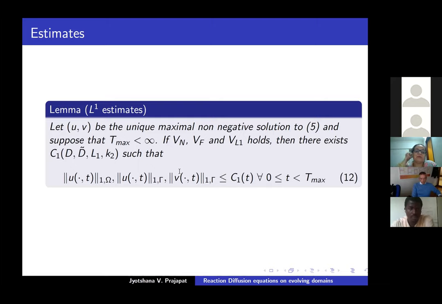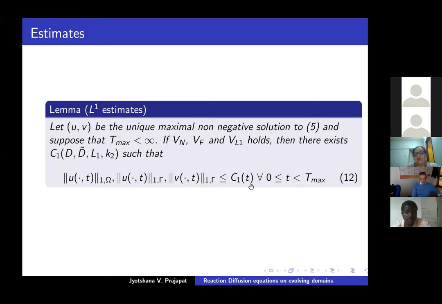Next, what we also obtain is L1 estimates. Again, I prefer to show it separately because it holds for both results, for m equal to 2 or m greater than or equal to 2, so this particular step is kind of common. Here again, as you see, I have written only for two components. Let u, v be the unique maximal non-negative solutions to 5, and suppose that t max is finite. Then, given the Neumann condition, Lipschitz, and the L1 condition on v, there exists a constant which depends on the diffusion coefficients such that for each fixed t in the interval, we obtain this particular bound.